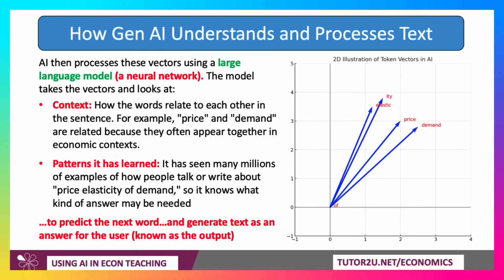AI then processes these vectors using a large language model, a neural network. The model looks at the vectors and considers context, how the words relate to each other in a sentence. Price and demand are often related. They appear pretty often in economics contexts. And of patterns it's learned, it's seen many millions of examples of how people talk or write about price elasticity of demand. So it knows what kind of answer might be needed, to predict, and this is the key, to predict the next word and then generate text as an answer for the user. So the user has put in an input, and of course the AI generates the output.